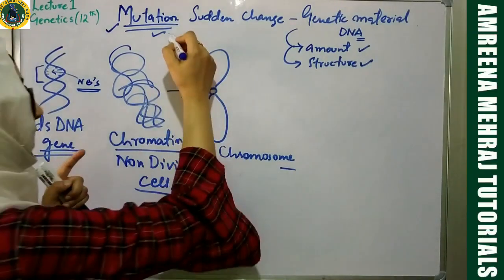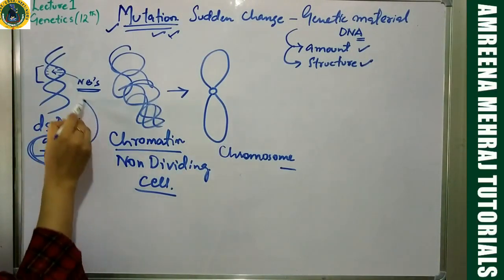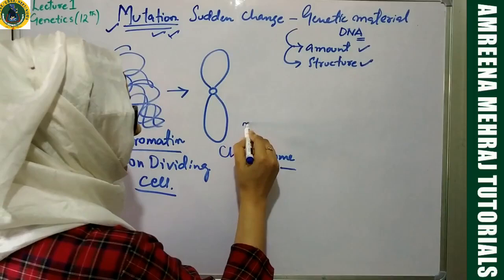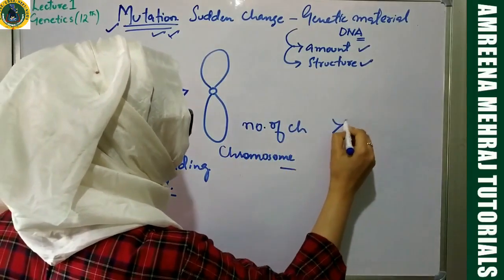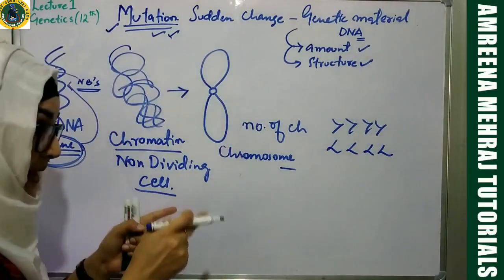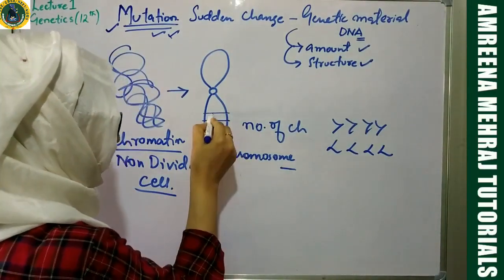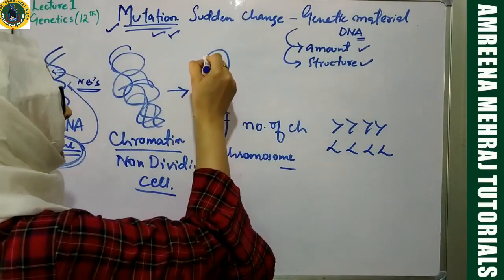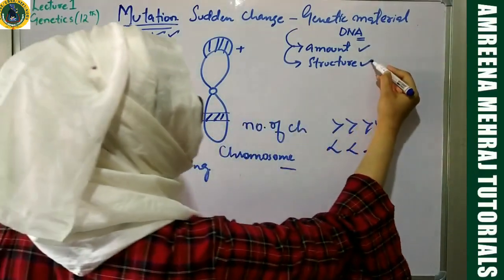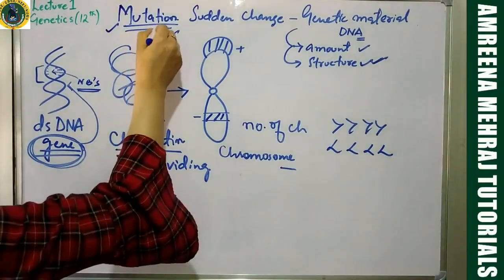Now, where could be the mutation happening? Mutation can happen at this level, which I told you right now, or same thing can happen to your chromosome. Maybe the number of chromosomes can increase, or maybe the number of chromosomes can decrease. If this happens, this is also mutation. Maybe a part of the chromosome gets deleted, or a part of the chromosome gets added. All these are structural changes. All these will be discussed by us under mutation.